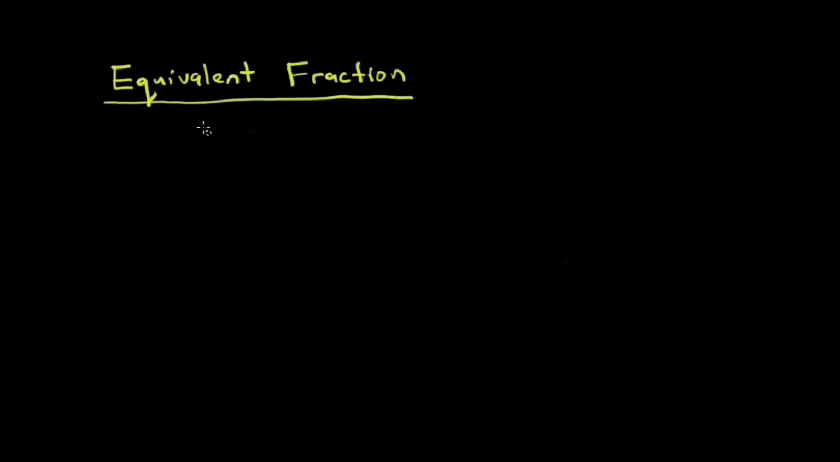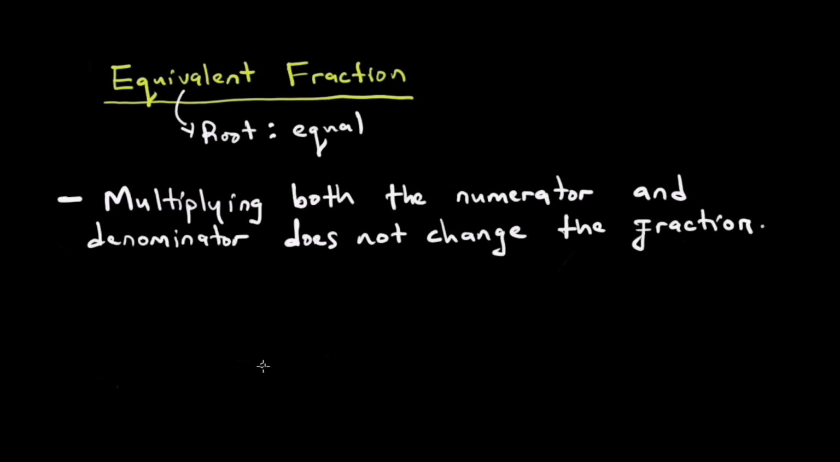As you can all see, kuti the word equivalent obviously rine the root kana kuti dingindira rekuti equal. Saka kana chitaura pamusoro pe-equivalent fractions, tinenge chitaura pamusoro pema-fraction are equal to each other. Our first point. Point yedu iri kuti multiplying both the numerator and the denominator does not change the fraction. Ngatiexplainei izvi through an example.